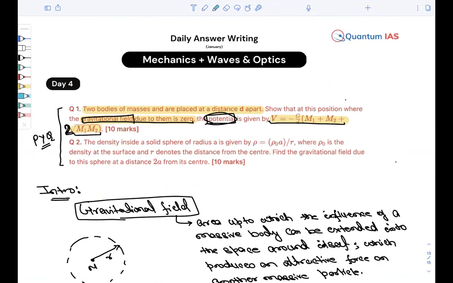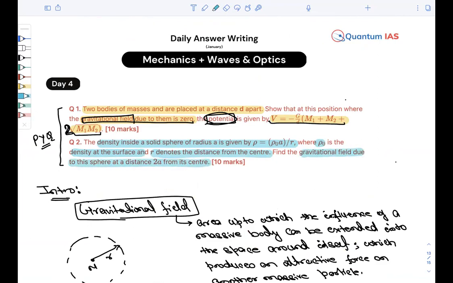Now let us move to the second question. Second question: the density inside a solid sphere of radius a is given, where rho naught is the density at the surface and r is the distance from the center. Find the gravitational field due to the sphere at a distance 2a from the center.